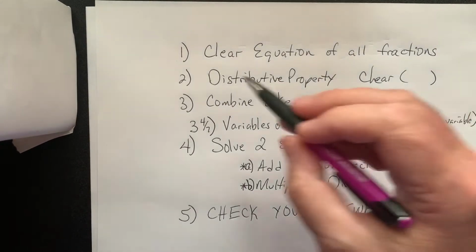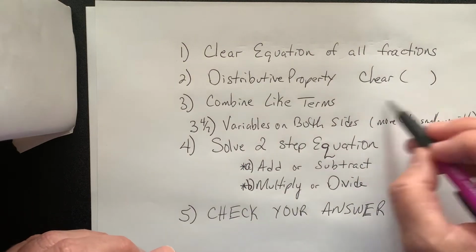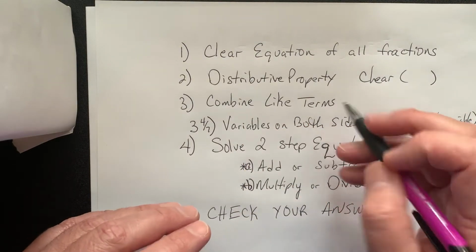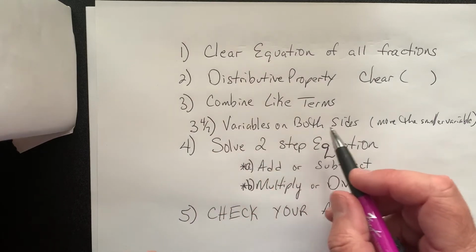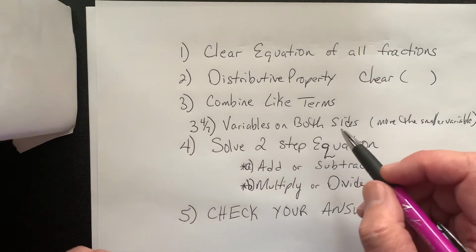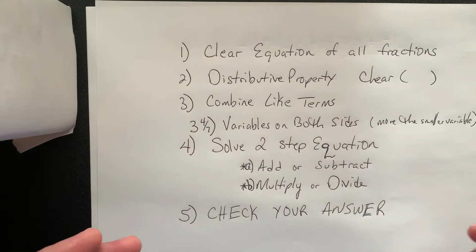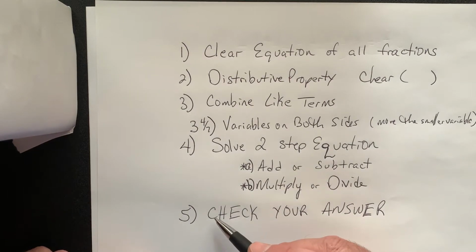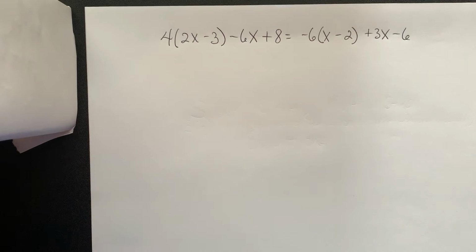All right, so it's going to be clear the equation of all fractions, distributive property. That means you get rid of the parentheses, combine like terms on each side, and then step 3 4/7. Variables on both sides. That's what you should have now. And if you do, go ahead and move one from one side to the other. And then after that, you should solve your two-step equation. It might even be a one-step equation if you're lucky. And then don't forget step 5, the most important one. Check your work. Check your answer. Make sure it's right.